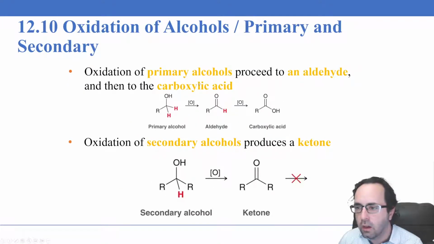Oxidation of primary alcohols is going to produce an aldehyde, and this is why. If you have a primary alcohol, the alpha carbon on the alcohol is attached to one carbon. When you oxidize, you're going to remove one hydrogen here and the hydrogen from the oxygen. You end up with a double bond to the oxygen. So there's one hydrogen remaining, and that results in an aldehyde. If you further oxidize, you will end up with a carboxylic acid.